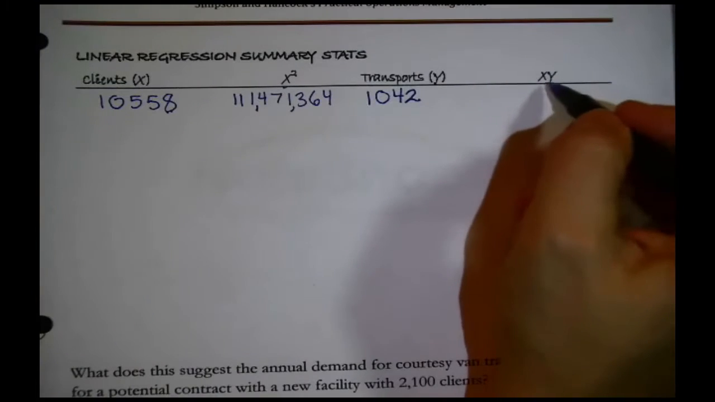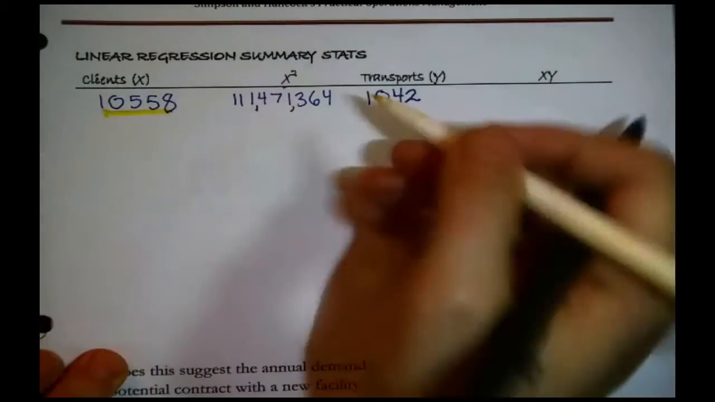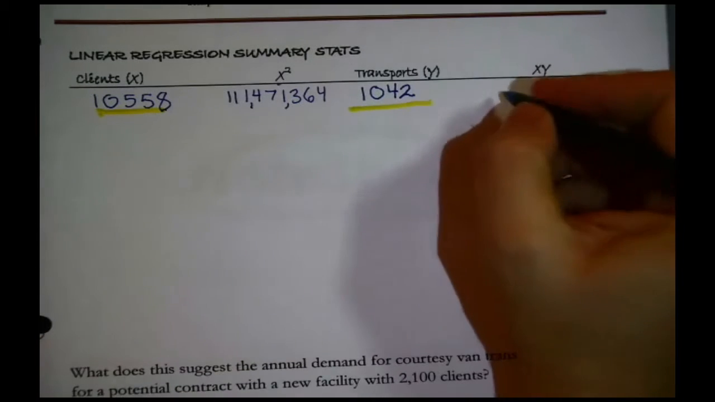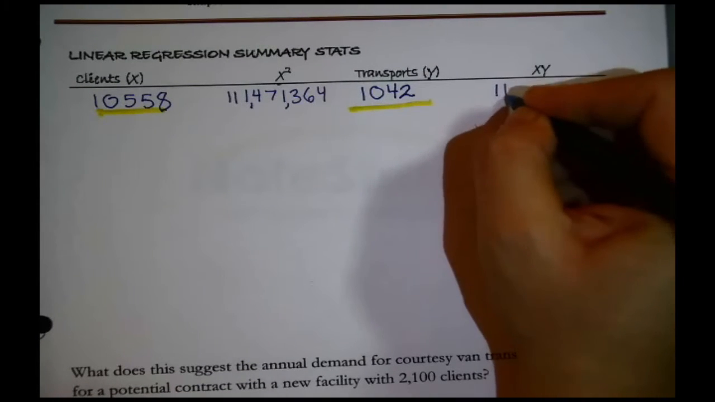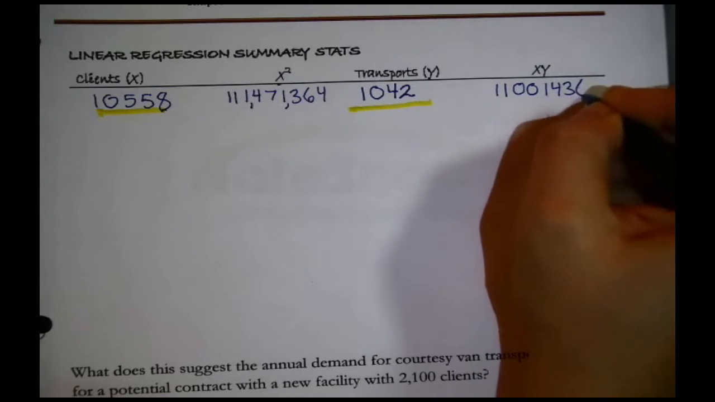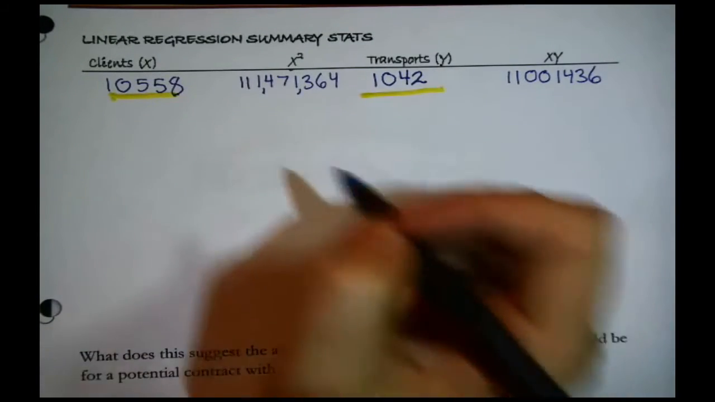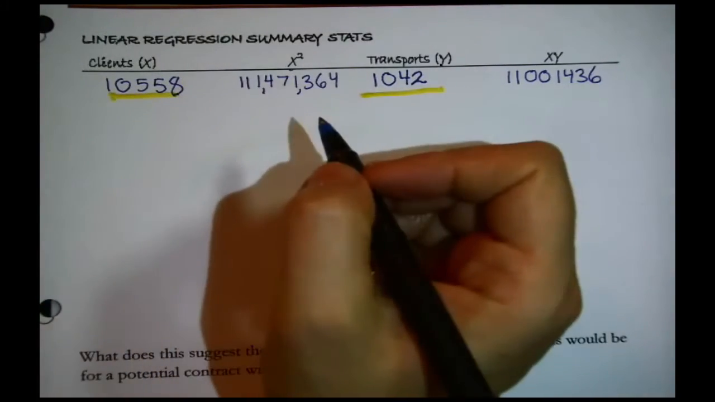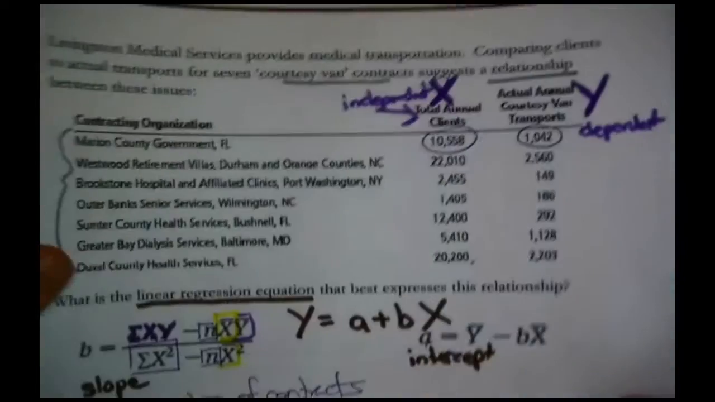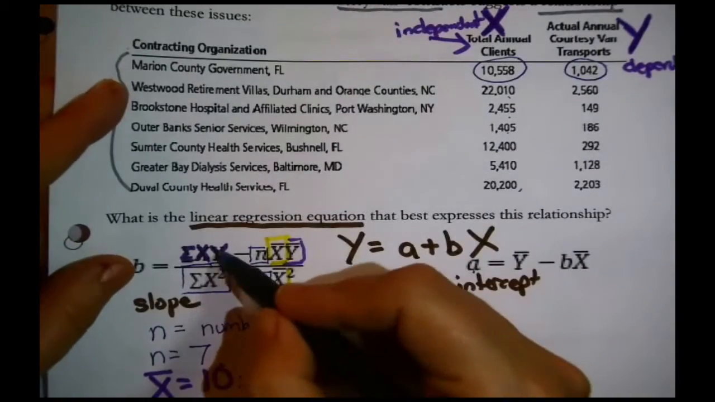And here it says XY. Yes, what is this number right here times this number, XY? Well, okay, I put that in my calculator. I get another large number, 11,001,436. Okay, now, why am I doing that? Because I need to complete these calculations first for each one of these contracts in the existing list of data in order to find these last two puzzle pieces.